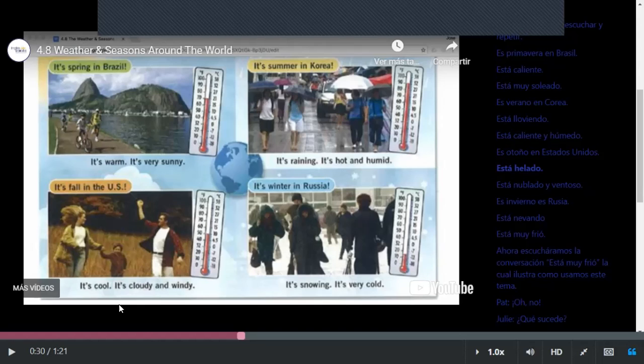What is today's weather in El Salvador? It's kind of hot. It's hot. Warm and humid. It's warm and humid, yes, because yesterday was raining. Estuvo lloviendo yesterday, huh?